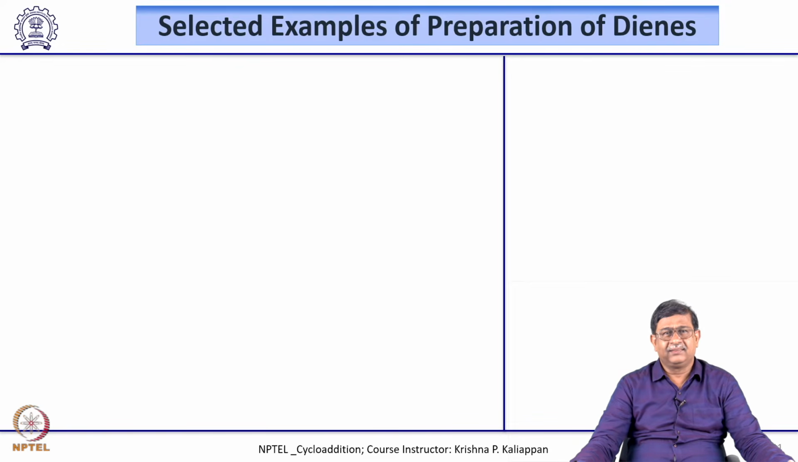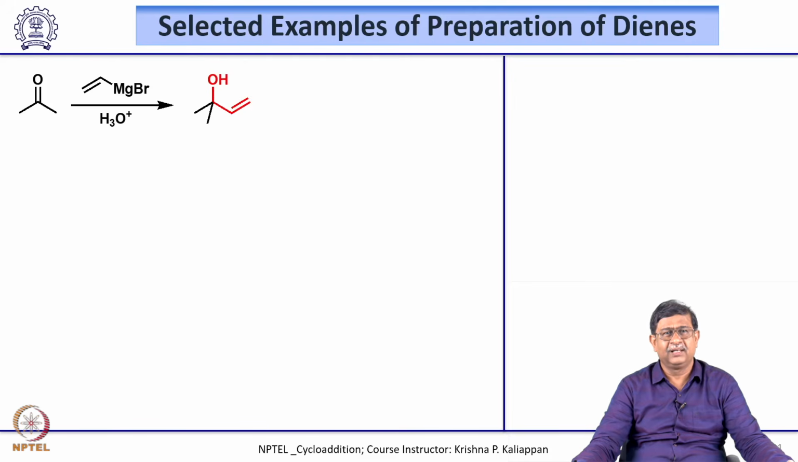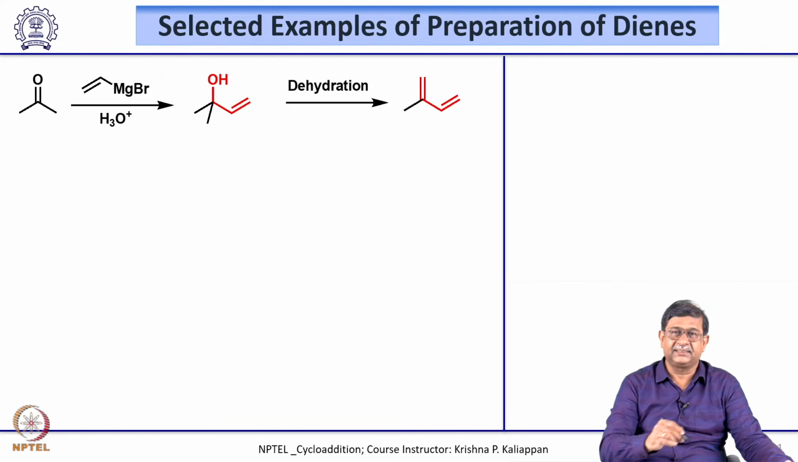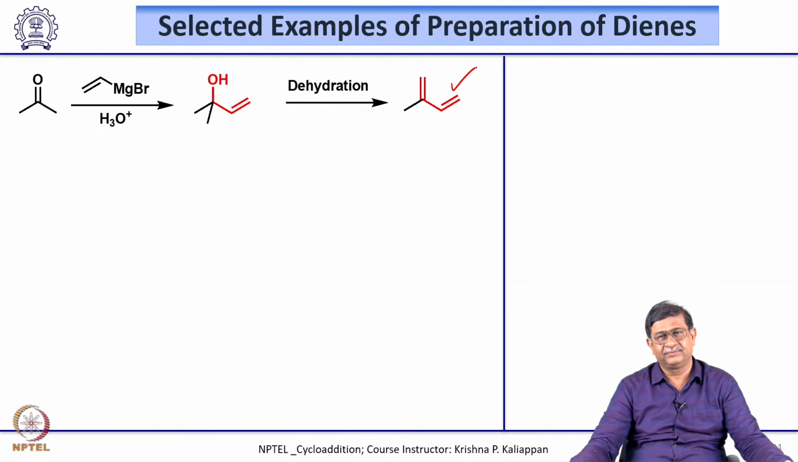Now I will just give a few examples of how these dienes are prepared. There are many ways one can prepare dienes. I will give only a few examples through known reactions. For example, you can take any ketone. For simplicity, I started with acetone. Now you add a vinyl Grignard reagent, a nucleophilic addition, to form a tertiary allylic alcohol. Now this upon dehydration gives a diene. This is nothing but isoprene.